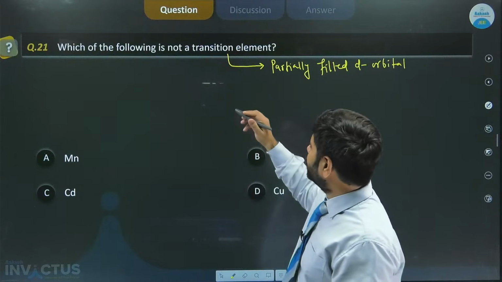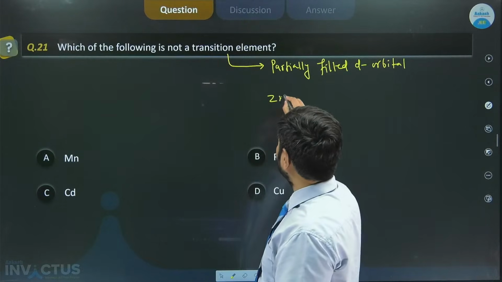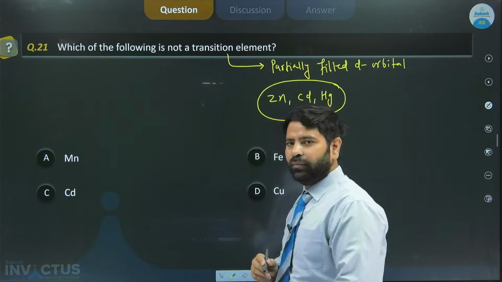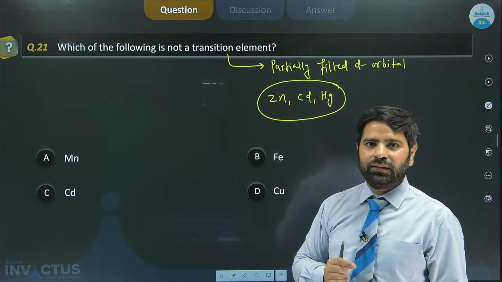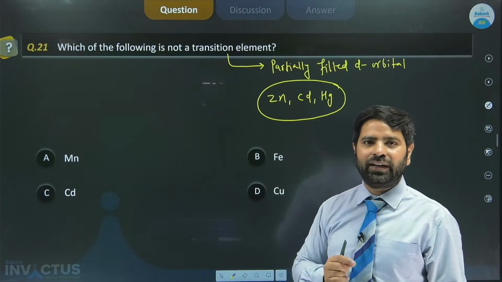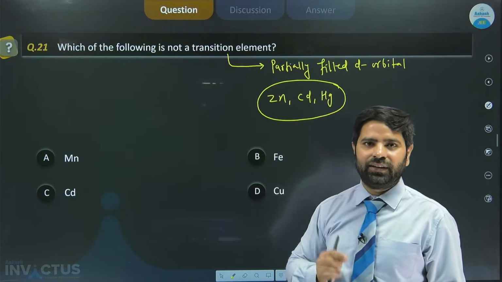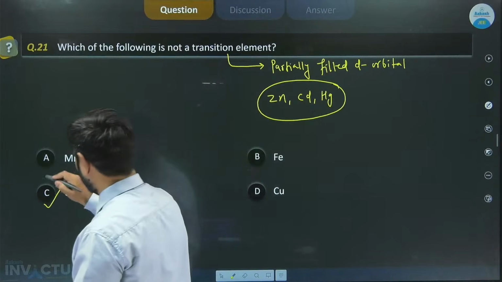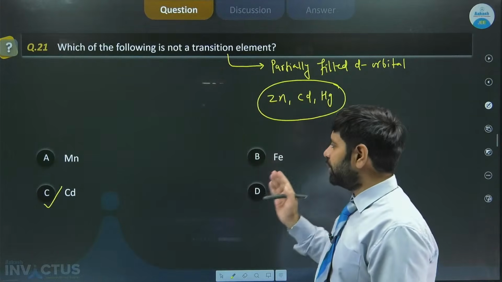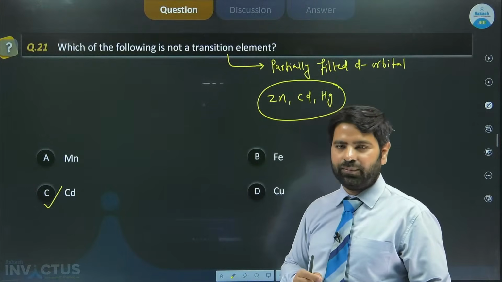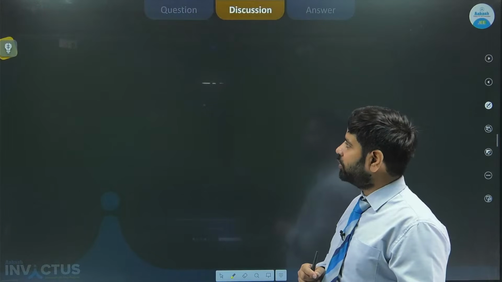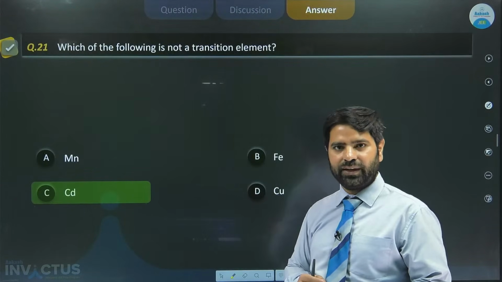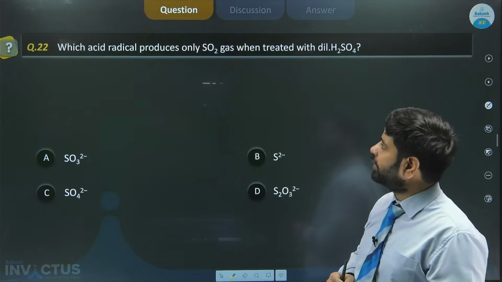So we know which are not the transition elements: zinc, cadmium and mercury. These are not the transition elements because in these cases the d orbital is fully filled in their common oxidation state and in their ground state. So option C is correct. Manganese, Fe and copper will be considered as transition elements. Let's check the answer of this question. The answer given is option C, that is cadmium. Let's move on to the next question.